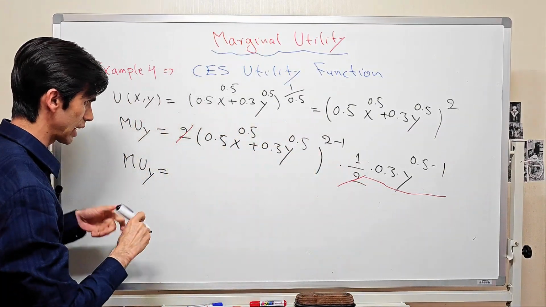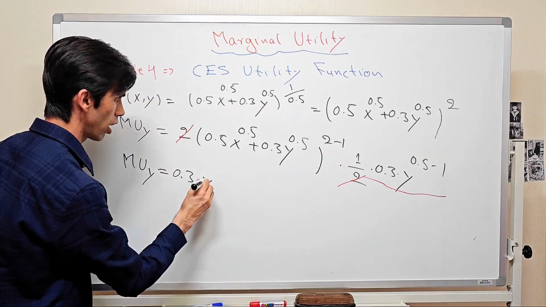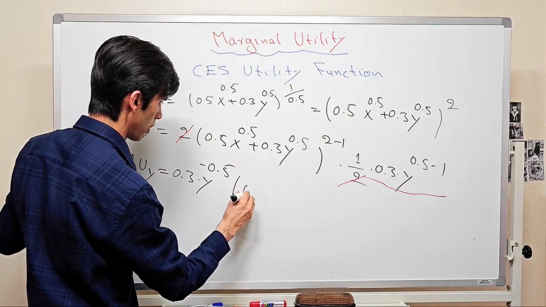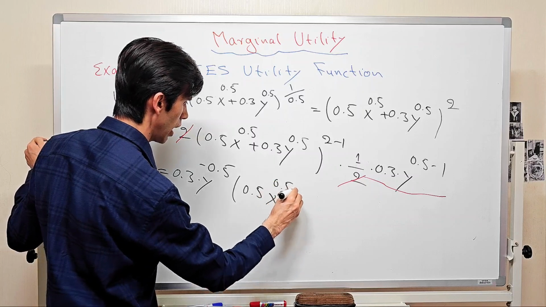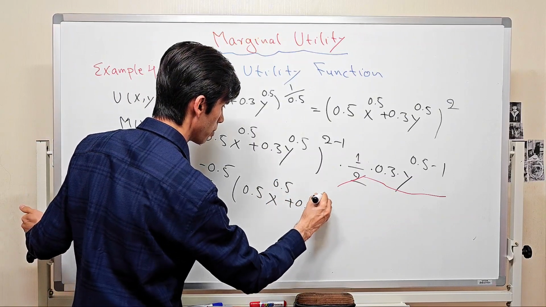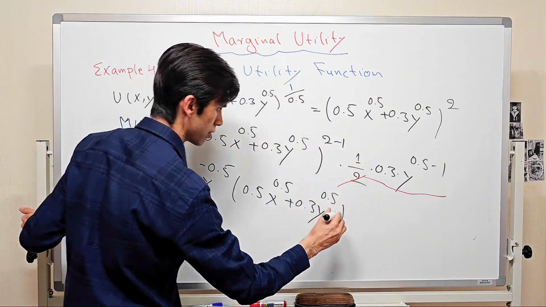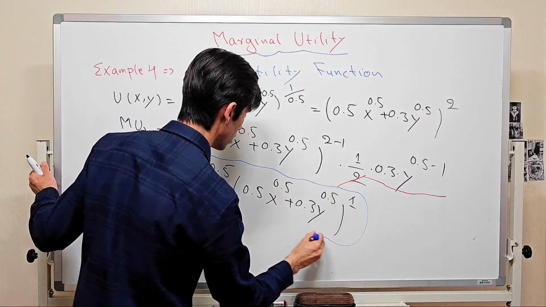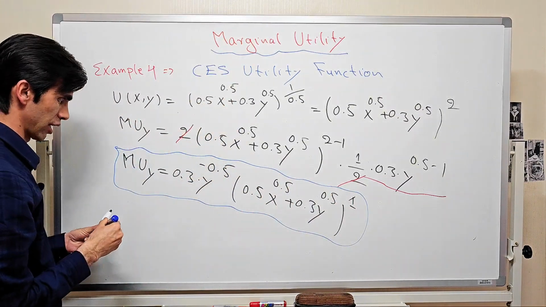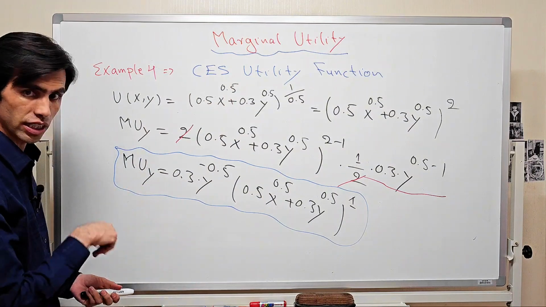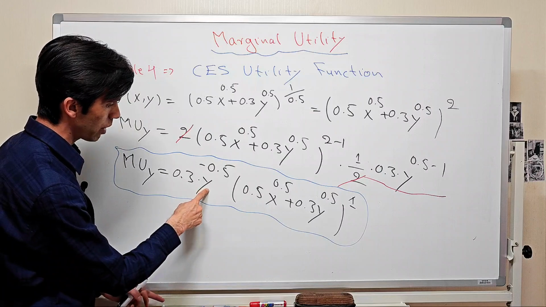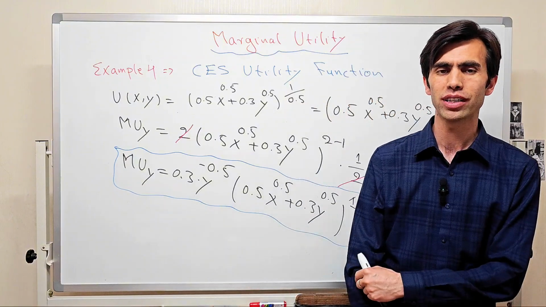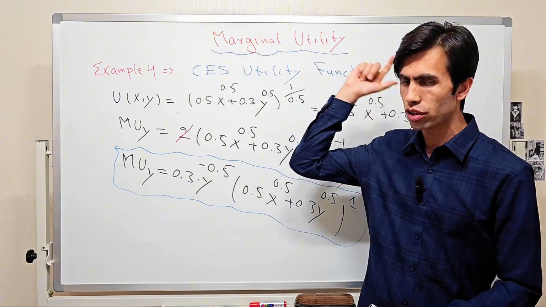Now let's move this term to the beginning. We will have 0.3 multiplied by y to the power of 0.5 minus 1, which becomes minus 0.5, multiplied by (0.5 x to the power of 0.5 plus 0.3 y to the power of 0.5) to the power of 2 minus 1, which is just 1. So this is the marginal utility of y for this CES utility function. Again, it still depends on how much y and x we already have in our consumption bundle. So this is a numerical example for the CES utility function in order to find the marginal utility.